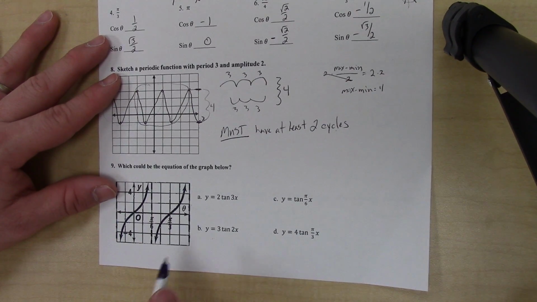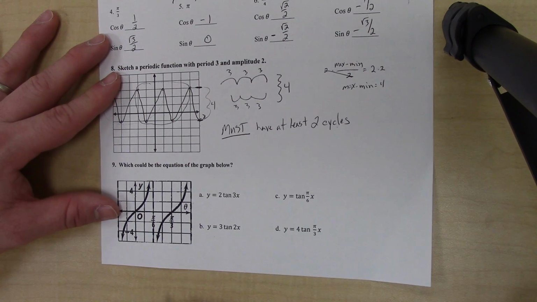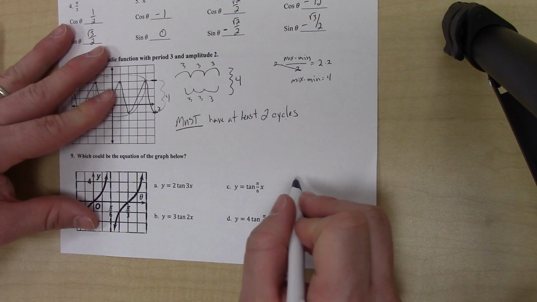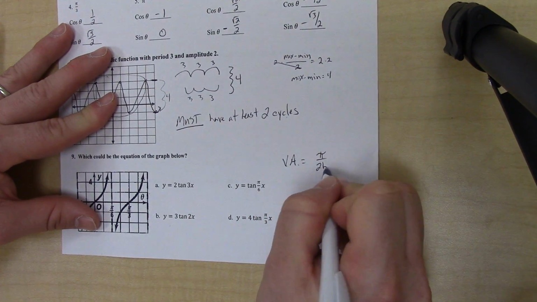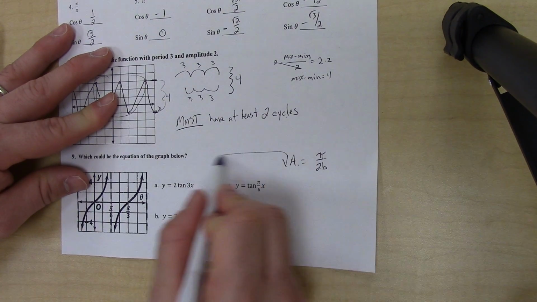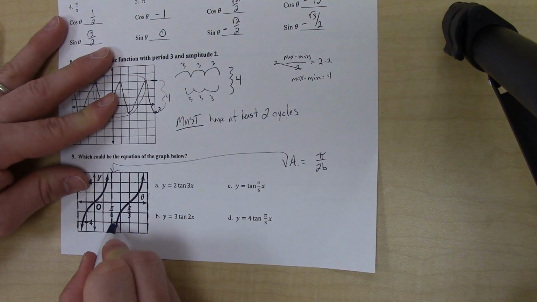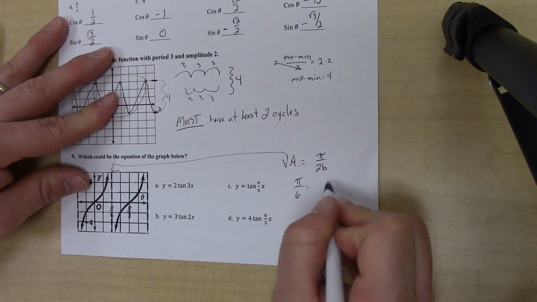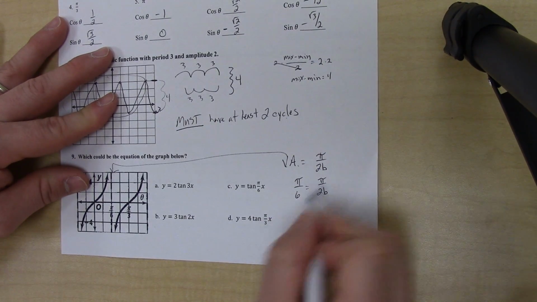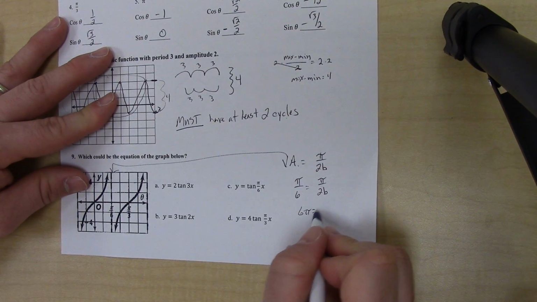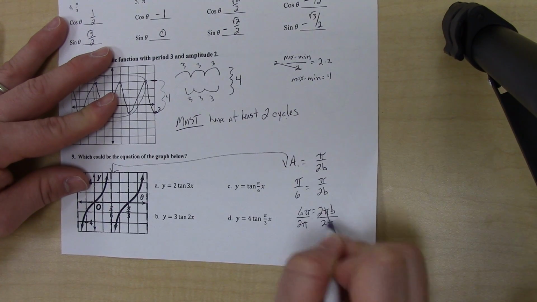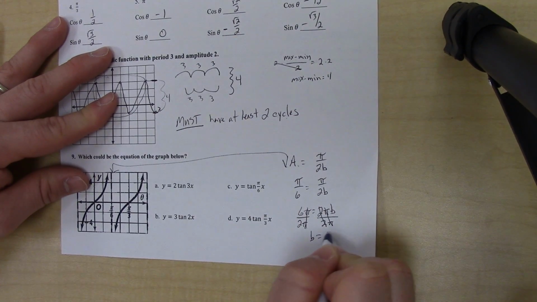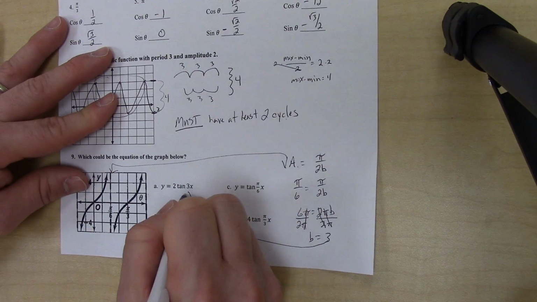All right, down at the bottom, this is the only place tangent is going to come into effect, and it's going to be really easy if you remember that the vertical asymptotes are found by going pi over 2b. If I know that, and I know my vertical asymptote is right there at pi over 6, then I can just set pi over 6 equal to pi over 2b, and cross multiply and divide. 6 pi equals 2 pi b, and divide. It's always cross multiply and divide. Those cancel, those cancel, those cancel. B is 3, and look, the only place where b is 3 is right there.